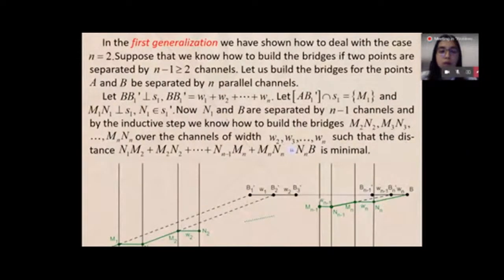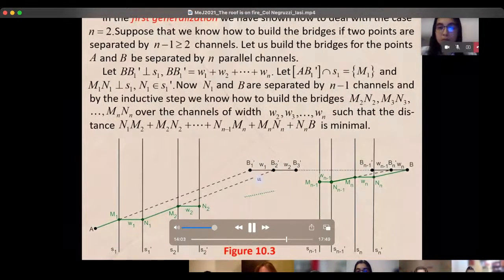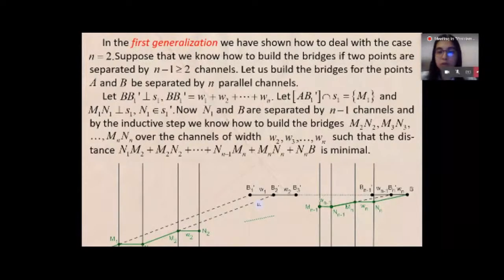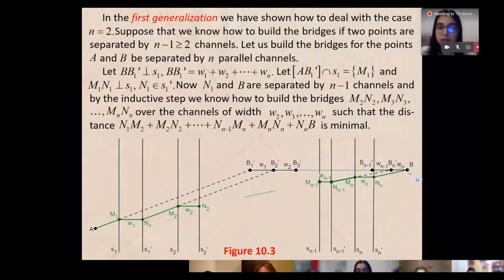Let therefore B1 prime be such that BB1 prime is orthogonal to the shorelines and BB1 prime is the sum of the widths of the n channels. Let M1 be the intersection of AB1 prime with S1 and N1 the projection of M1 on S1 prime. Now points N1 and B are separated by n-1 channels, and by the inductive step we know how to build the bridges to ensure the minimal path.